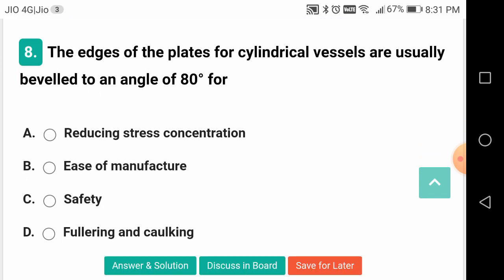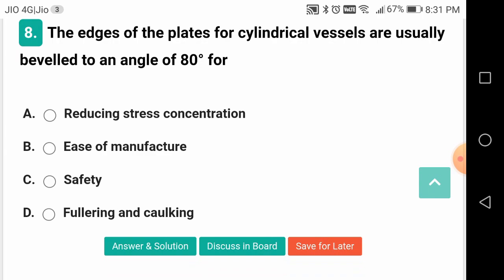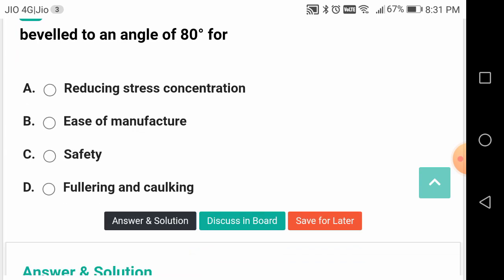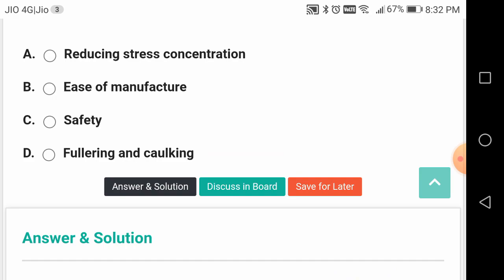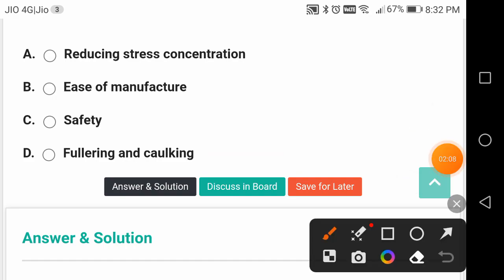The edges of the plates for cylindrical vessels are usually beveled to an angle of 80 degrees. What is the reason for this? It is for fullering and caulking.